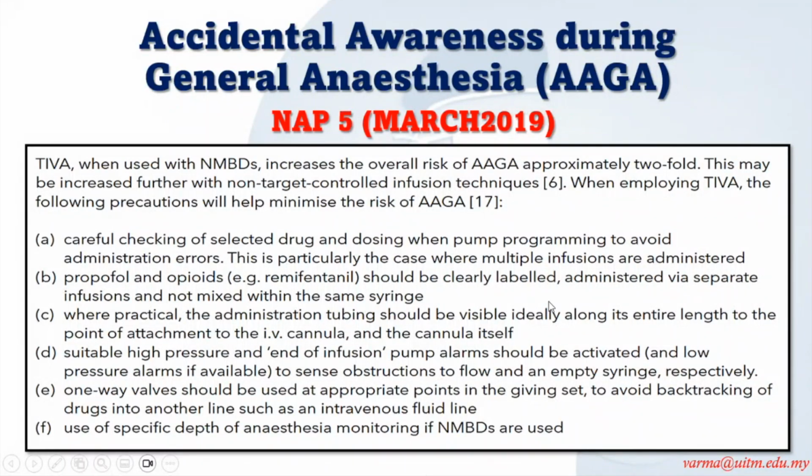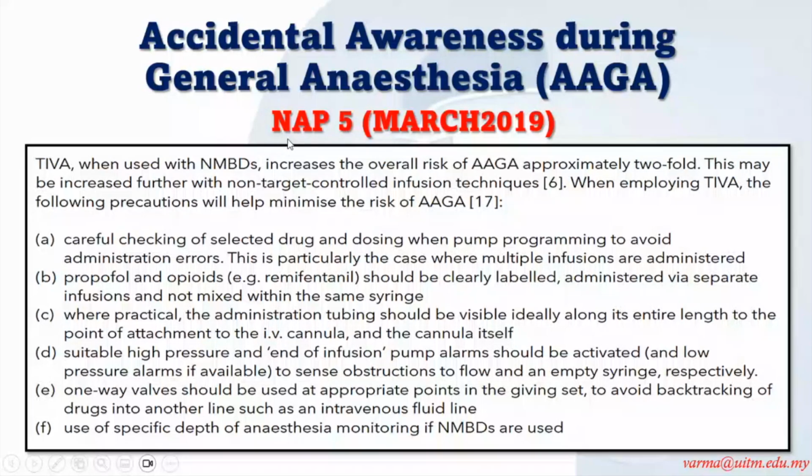Accidental awareness during general anesthesia can occur in inhalational anesthesia, also in TIVA, but the risk is even higher when you use TIVA, and becomes twofold when you use TIVA with neuromuscular blockade. Because the patient may be aware, but since you paralyze the patient, the clinical vital parameters might not show that the patient is actually aware. So TIVA, when used with NMBDs, neuromuscular blocking drugs, increases the overall risk of AAGA approximately twofold.